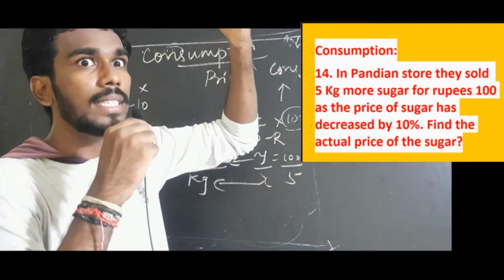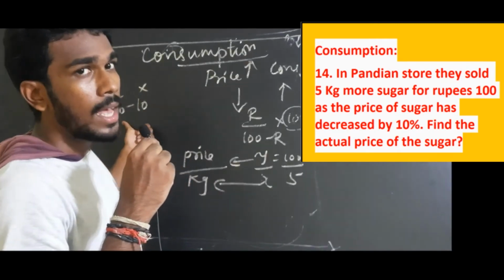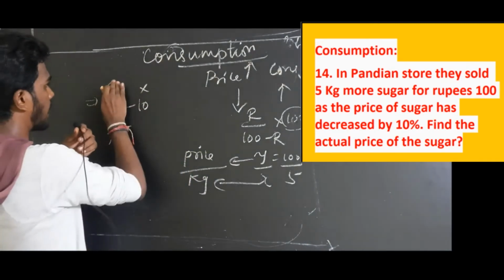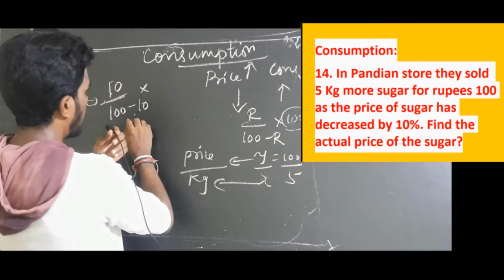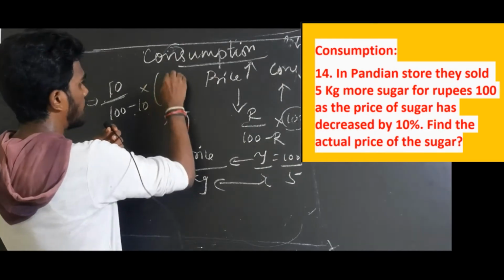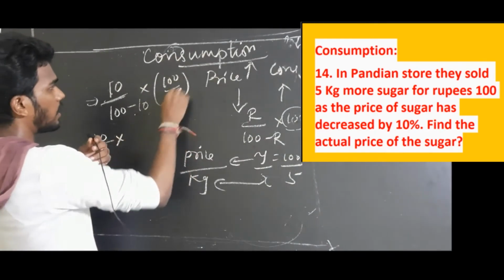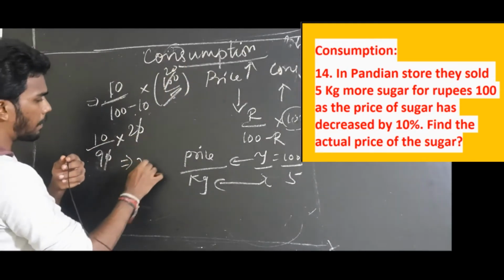If price is increasing, consumption will decrease. At that time, you will be placing R divided by 100 plus R. In this scenario, R is 10. So 10 divided by 100 minus 10 into this 100 divided by 5. So 10 divided by 90 into 20. This 0 gets cancelled. I get 20 by 9.